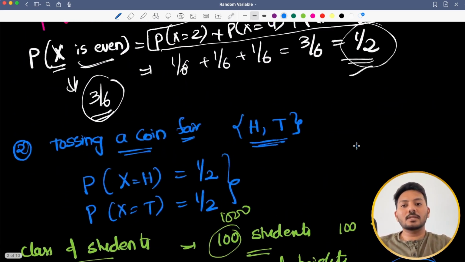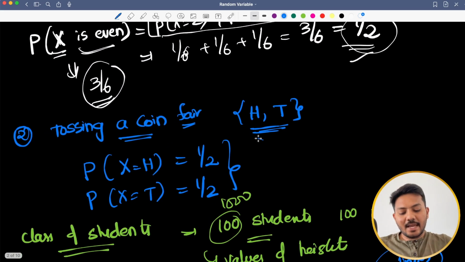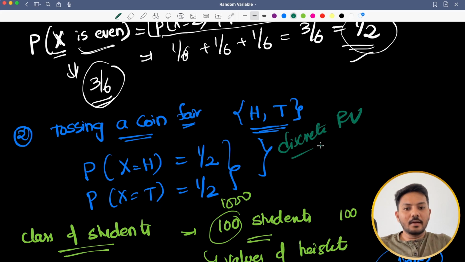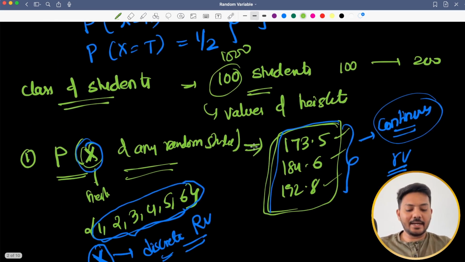When we talked about tossing a coin, even this is a discrete random variable, right? Because the x value can be either heads or tails, not more than that. When you talk about a student's height, it would be a continuous random variable. When you talk about the price of a car, there are so many cars in the market and the value could be anything, so it is called a continuous random variable. I hope you understand the difference between continuous and discrete random variables.